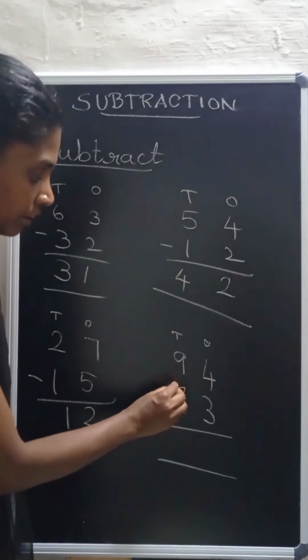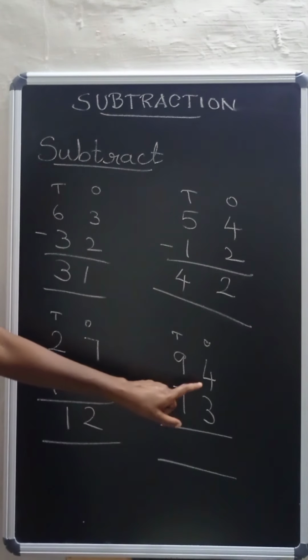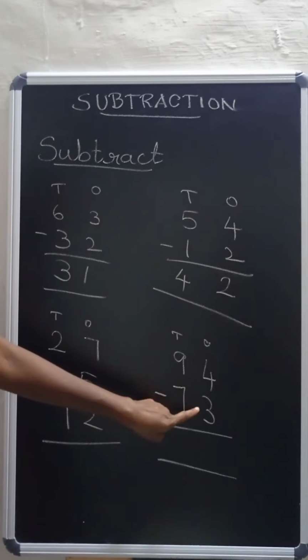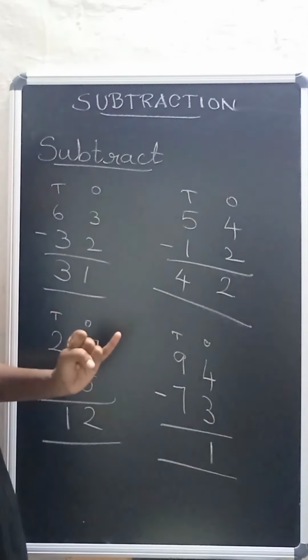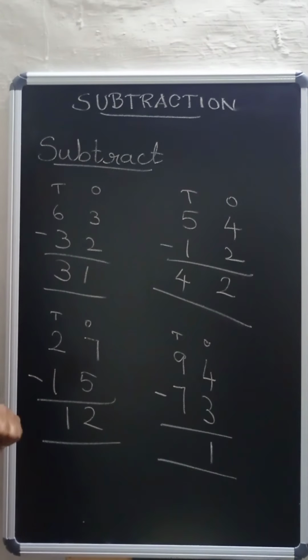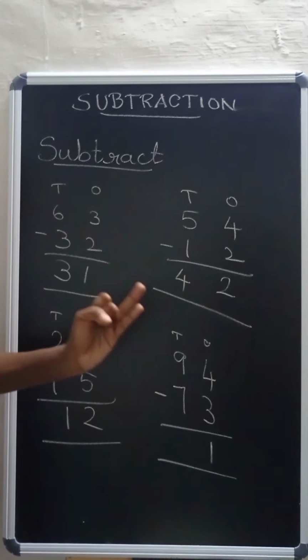Now, here, 94 minus 73. First, 4 minus 3. Now, after 3, 4. 1 finger. So, 1 is your answer. 9 minus 7. So, after 7, 8, 9.